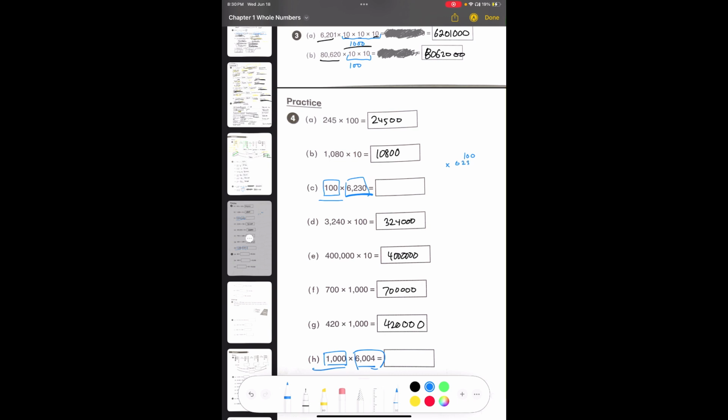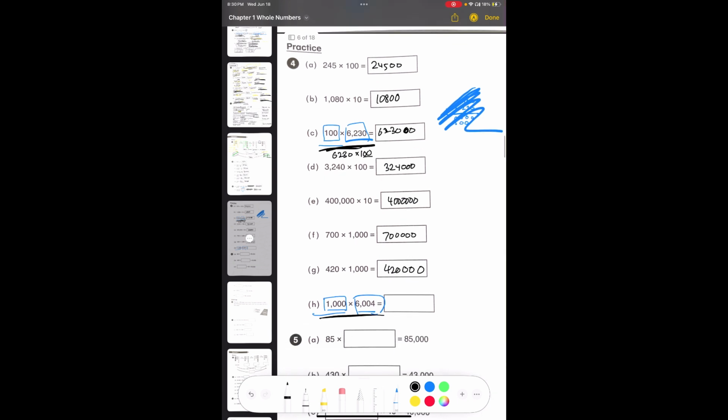multiplication, right? Like this, and then just do this, right? No, you do not need to do that actually. This expression right here is equivalent to 6,230 times 100. So we're gonna do the exact same thing, 6,230, add two zeros.